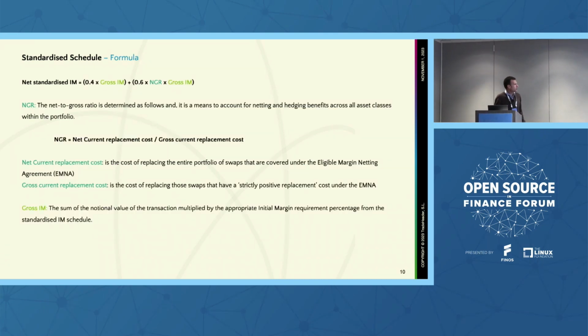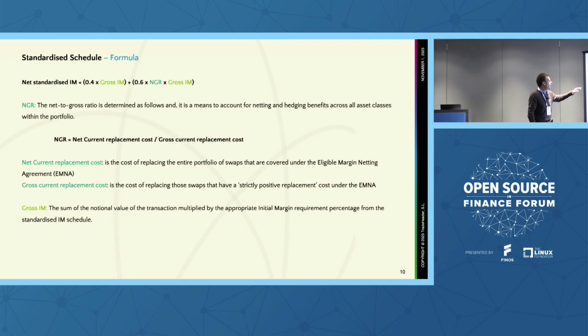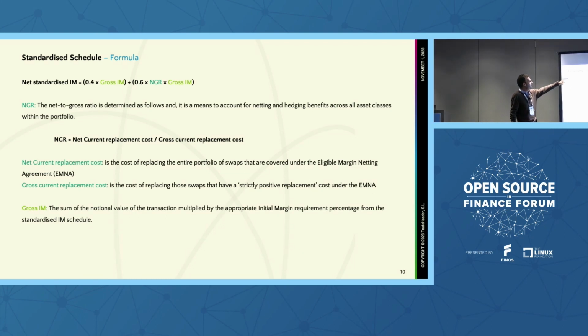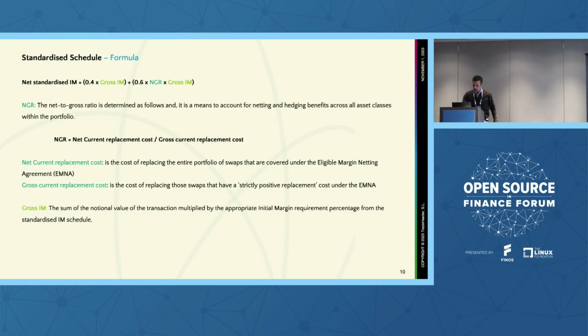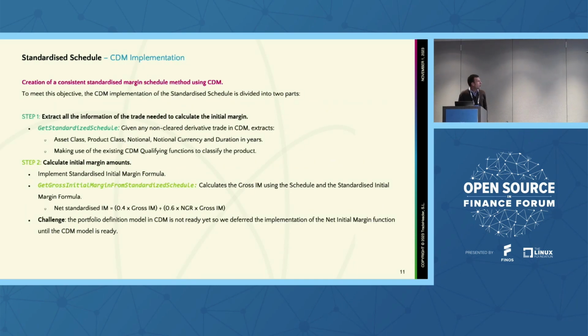So this is the actual formula, and the net standardized IM that needs to be calculated depends on the net current replacement cost and then the gross initial margin. These are the functions that we have implemented using the CDM. Okay, right. So how do we implement this in CDM?